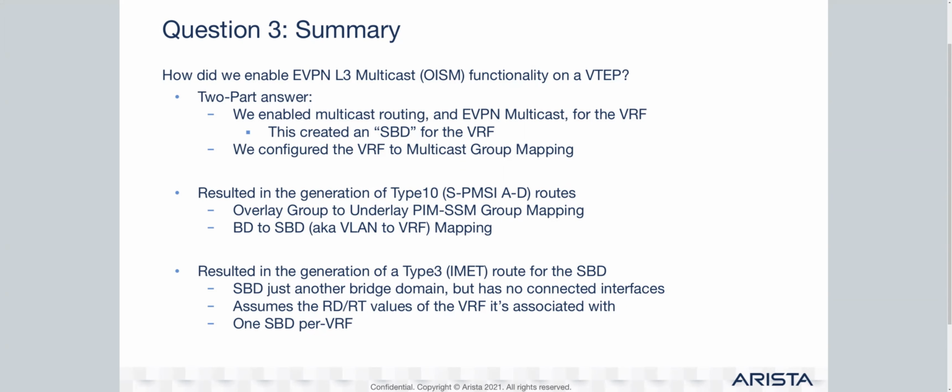Just really want to reiterate the importance of that type 10 route. All right. So we enable multicast routing for the VRF. We enabled EVPN multicast by saying, all right, under the VRF, EVPN multicast, go. So that created the supplementary bridge domain. But ultimately, we really drilled into this. It resulted in the generation of type 10 routes. And those type 10 routes serve 2 very important purposes.